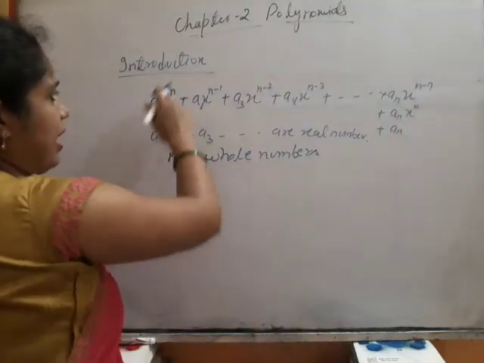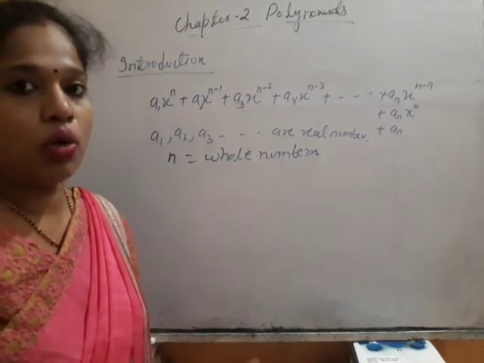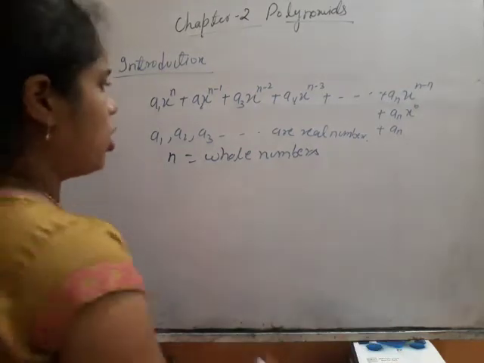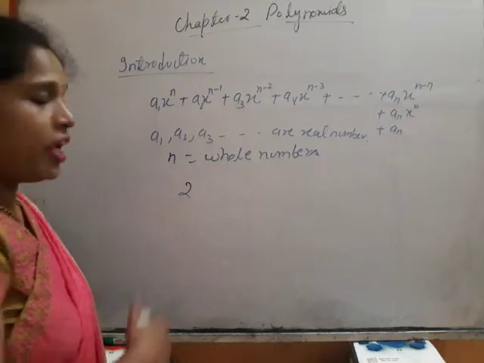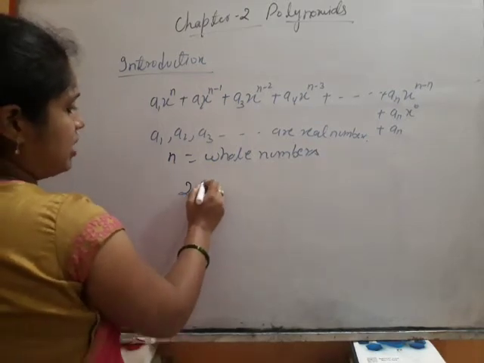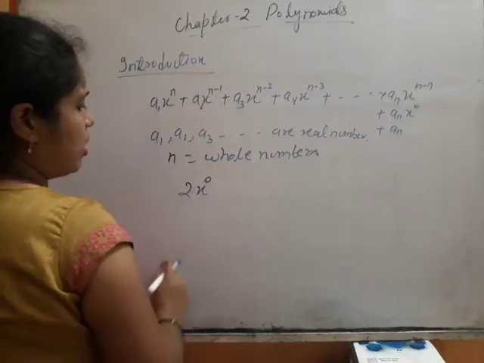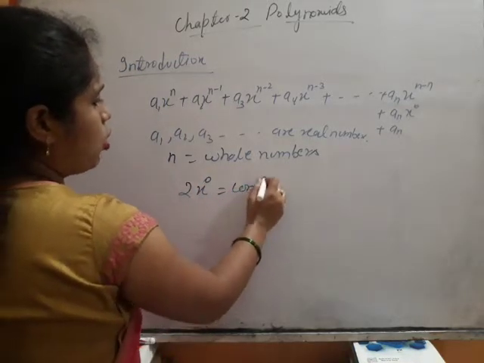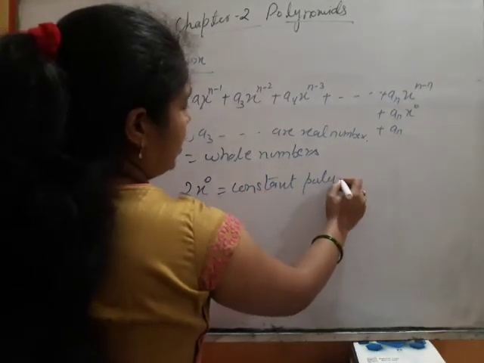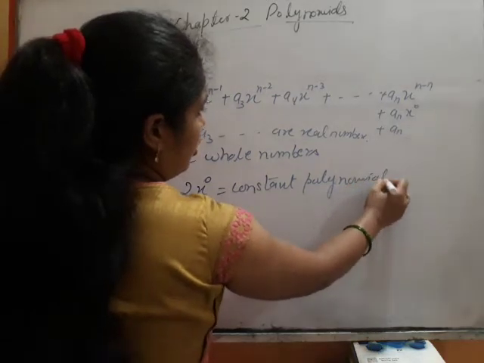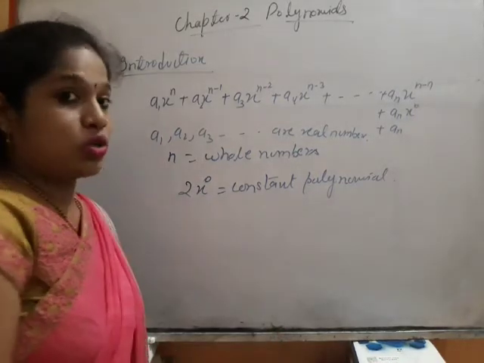If the value of n is 0, that means it will be a constant term of degree 0. You know that 2 is also a polynomial, no? 2 is also a polynomial, that means it has a variable whose power is 0, and it is known as a constant polynomial. So here, if I am writing degree 0, we are saying it is a constant polynomial.